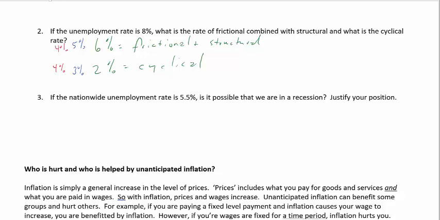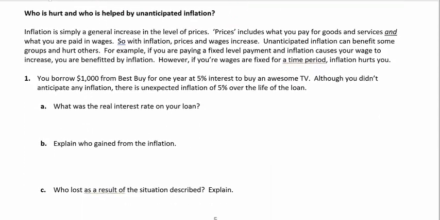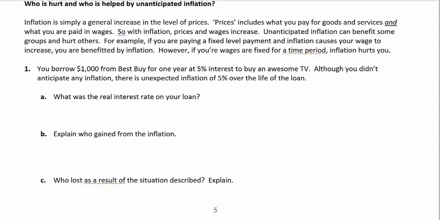All right, number 3. If our unemployment rate is 5.5%, is it possible that we're in a recession? Well, it is possible, because remember the natural rate could be as low as 4%, in which case the cyclical rate would be 1.5%, and so we could have a recession. So it's hard to actually tell if we're in a recession based on the unemployment rate. You really have to look at the real GDP growth number, and so unemployment is not the perfect measure for that.